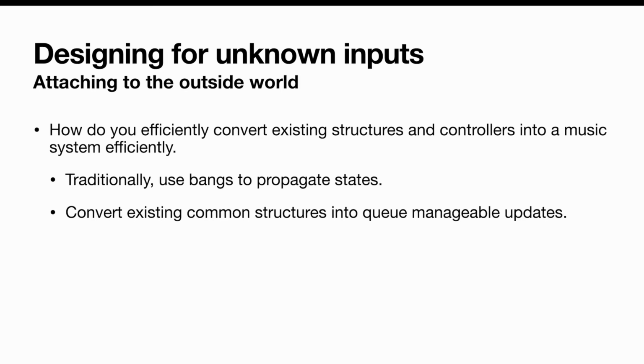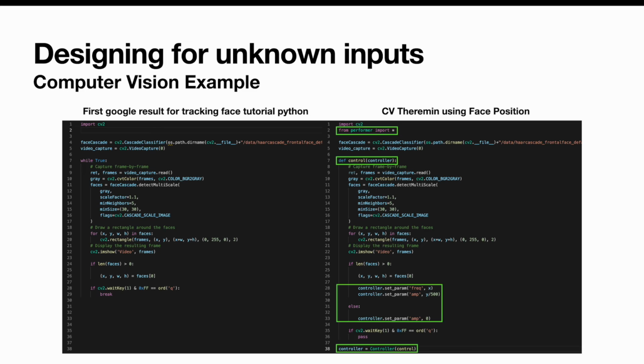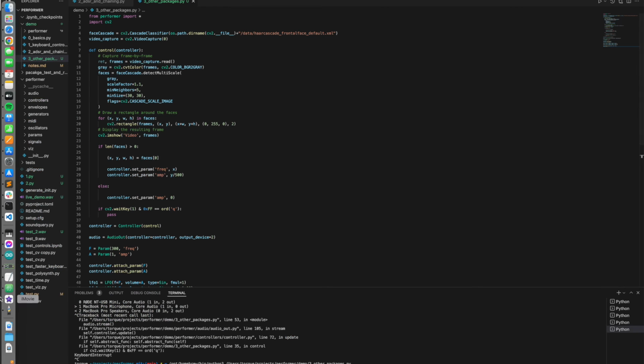Traditionally, in MaxMSP, we use bangs to propagate states. In Performer, we take inspiration from common existing structures in Python and turn them into queue manageable updates. Here's an example. On the left, you can see some code that tracks faces. On the right, you could see how the addition of 4 lines changes this code into a computer vision powered theremin. This is the CV theremin in action.